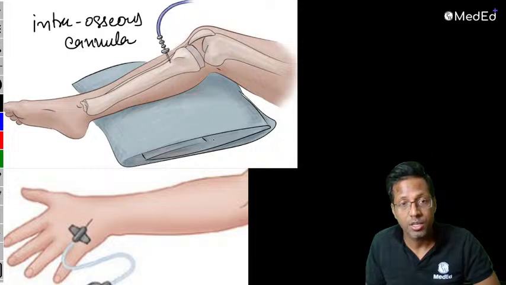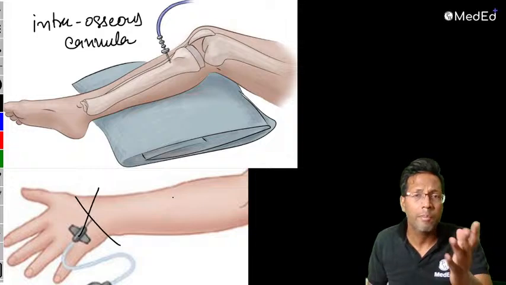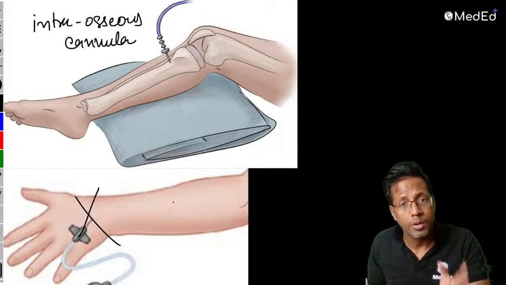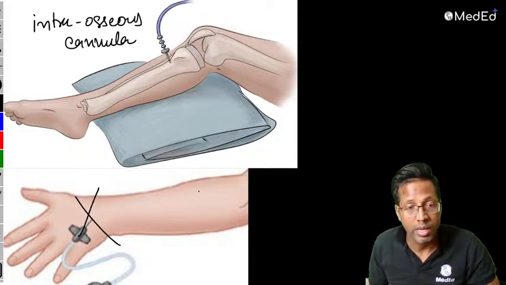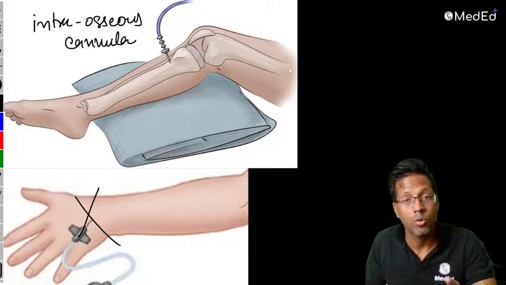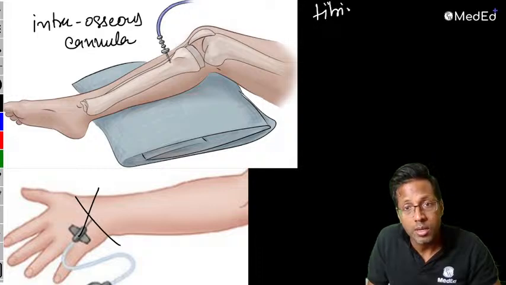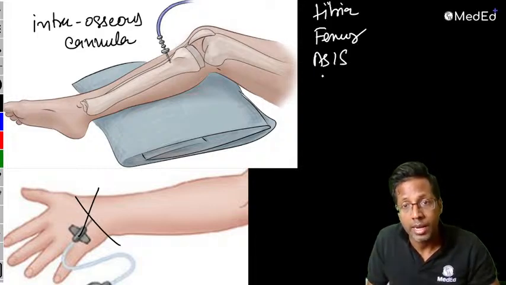NEET PG का question था intraosseous cannula. So most common places, this is used in emergency when you don't get an IV access. For example, burns patient or pediatric patient coming for emergency when you can't take an IV cannula. So in these cases, we prefer to use the intraosseous cannula, and this has been asked in the exam. What are the places? The most common used is the tibia. You can also use the femur, anterior superior iliac spine. There can be sternum, right?